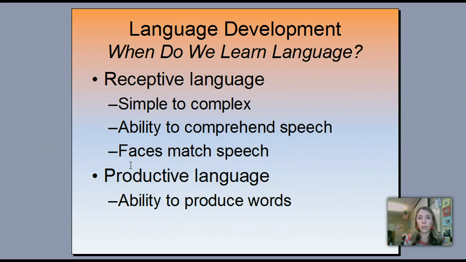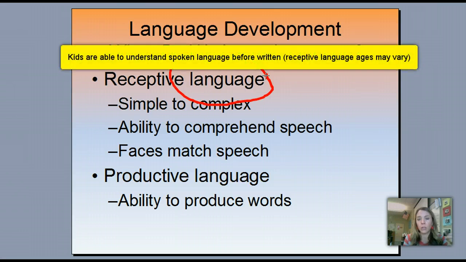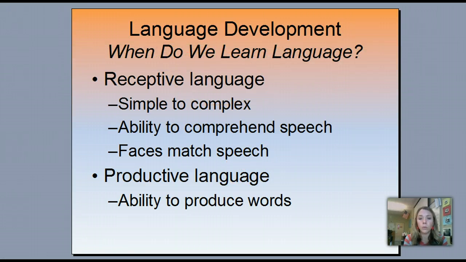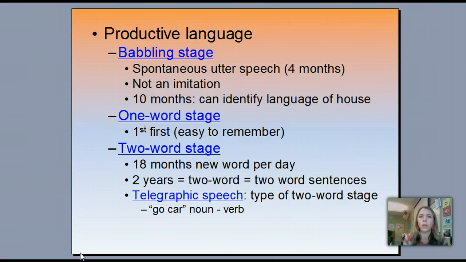Productive language is when you're able to actually produce words, to talk. This is different from just making sounds. Think about our definition of language: it's written, spoken, or signed. At a young age we're not able to be productive with language. Productive language comes a little later, when we're able to produce words. Most of the time that's going to be verbal, but there are also some really good techniques you can use with smaller children, such as signing for things they want. So now let's look at our productive language milestones.